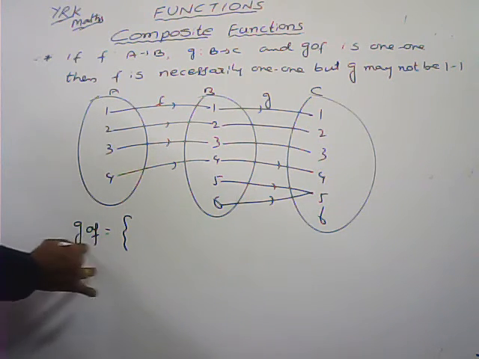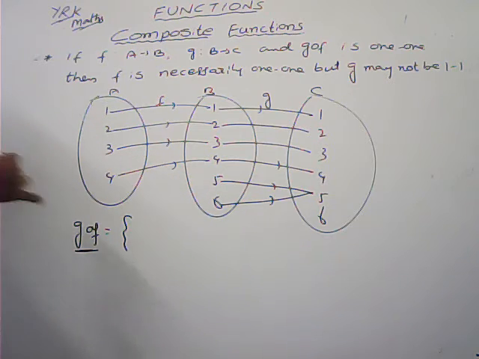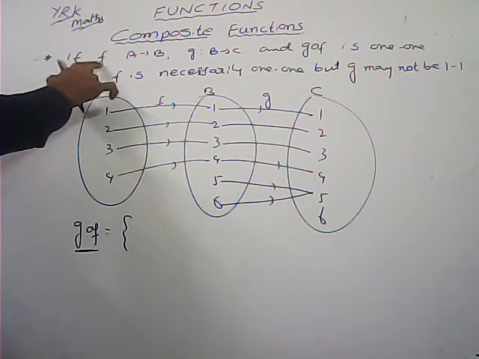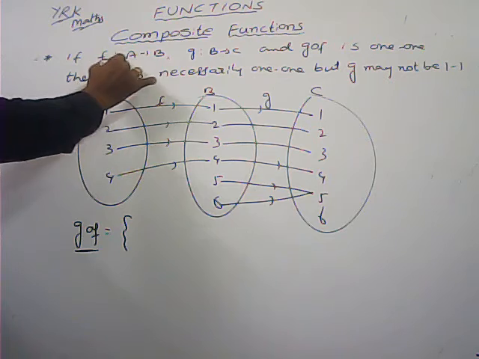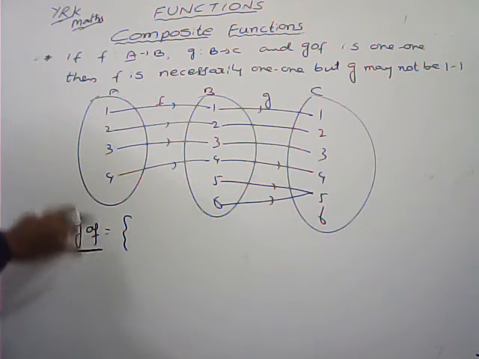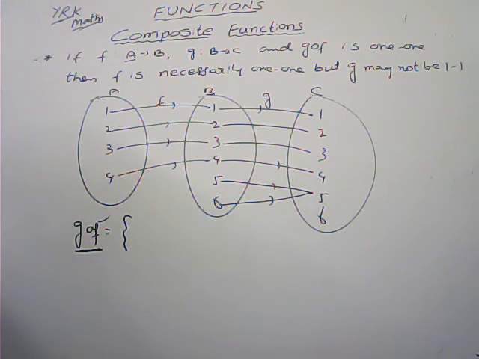What is the domain of G circle F? That is the domain of F only. G circle F is mapping from A to C. F is also mapping from A to B. So both are having the same domain. Here, whatever the last function is, its domain is equal to the domain of the last function only. The domain of G circle F is the same as the domain of F.